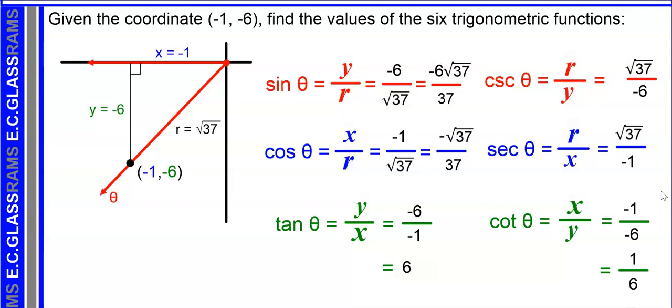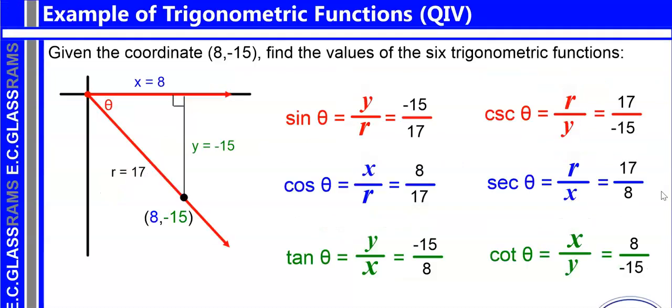The last one is quadrant 4, where x is positive but y is negative. I went back to an easy one where r is equal to 17. Plug in the numbers, you have your values, can't reduce anything, so therefore you are done.